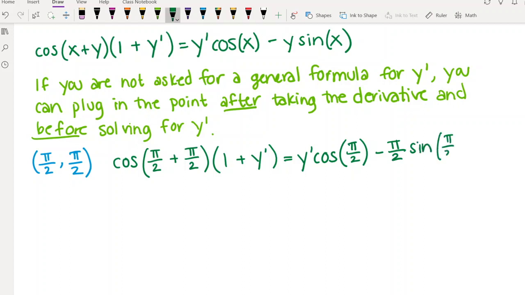Okay, so why is this especially helpful? Well, sine and cosine of pi over 2, and here we're going to get pi, right? Pi over 2 plus pi over 2 is pi. So I'll just rewrite this whole thing. Cosine of pi.